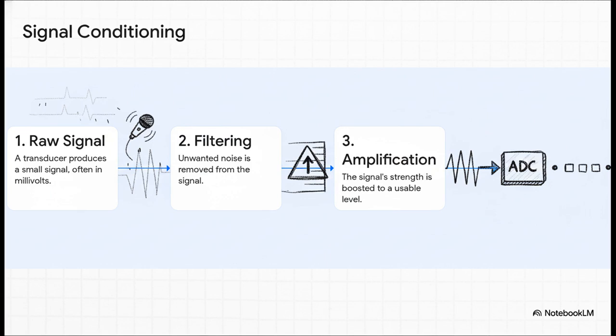First, you take that raw signal, which might be tiny, we're talking just a few millivolts, and you have to filter it to get rid of all that random electrical noise. Then you amplify it, boosting it up to a more useful voltage level. Finally, for most modern systems, you take that clean, amplified analog signal and you digitize it. Turn it into the ones and zeros that the microprocessor can actually work with.